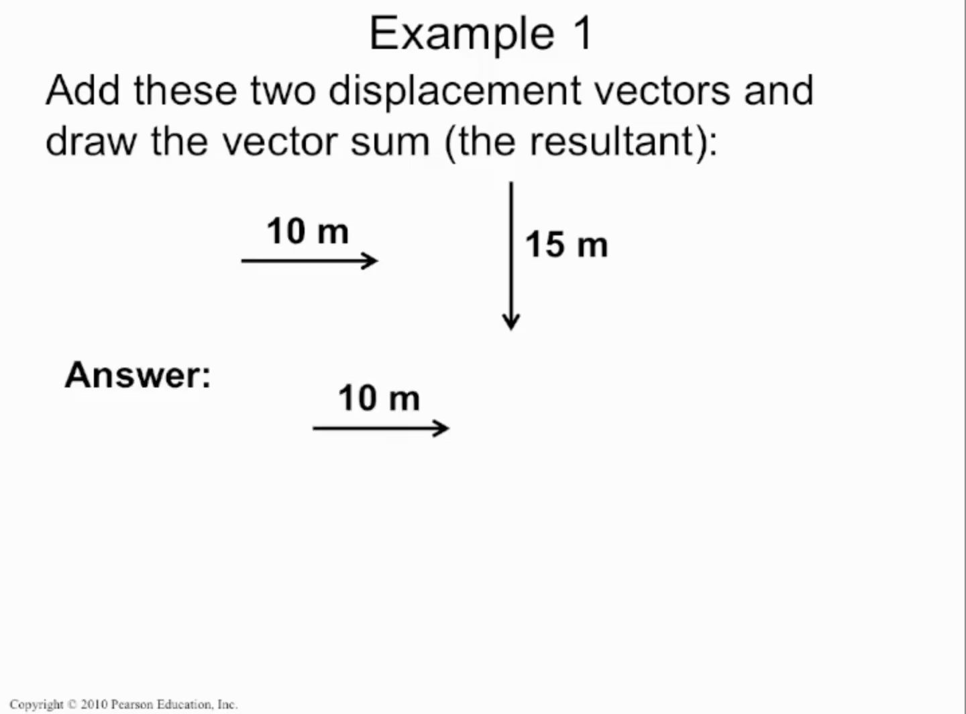Okay, you should have come up with this. You can draw the 10-meter vector anywhere and the 15-meter vector anywhere. We're going to line them up with the tip-to-tail method. And so we have the tip of the 10-meter vector lined up with the tail of the 15-meter vector. And then we can clearly see the resultant will look like this. It goes from the initial point of the 10-meter vector to the terminal point, or tip, of the 15-meter vector.